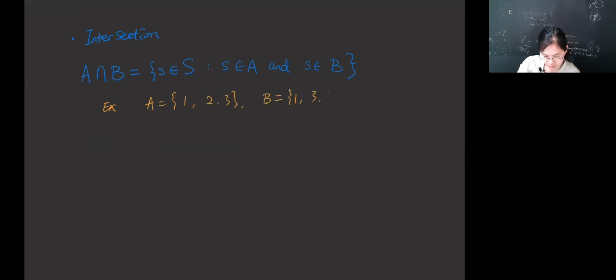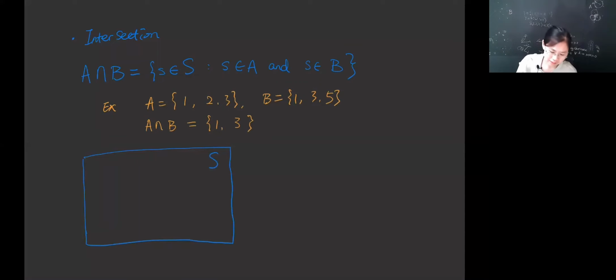Now the second basic set operation is intersection. Two events A and B, their intersection is also an event. It is the set of all the outcomes that are both in A and in B. Consider the same example as before. A is 1, 2, 3, and B is 1, 3, and 5. Then A intersection B is 1, 3. Now in a Venn diagram, this is the sample space, and let the orange circle stand for the event A, and again let the pink circle stand for the event B. Then this area, that is the overlap of A and B, stands for A intersect B.